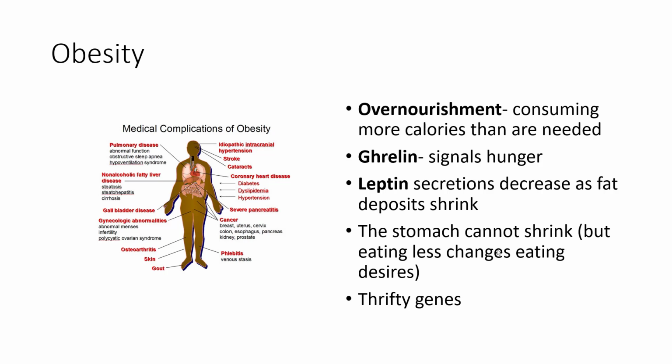And there have been medications to try to balance these two hormones. As fat deposits shrink, leptin secretions decrease, thus causing an individual to actually end up being hungrier. The stomach cannot shrink in and of itself, but you can actually have a medical operation to decrease stomach size and thus increase the ability to feel full with a smaller meal. There's also something called thrifty genes, which we'll discuss a little more in class. They're kind of just a side thing of obesity, but a potential evolutionary reason for it.